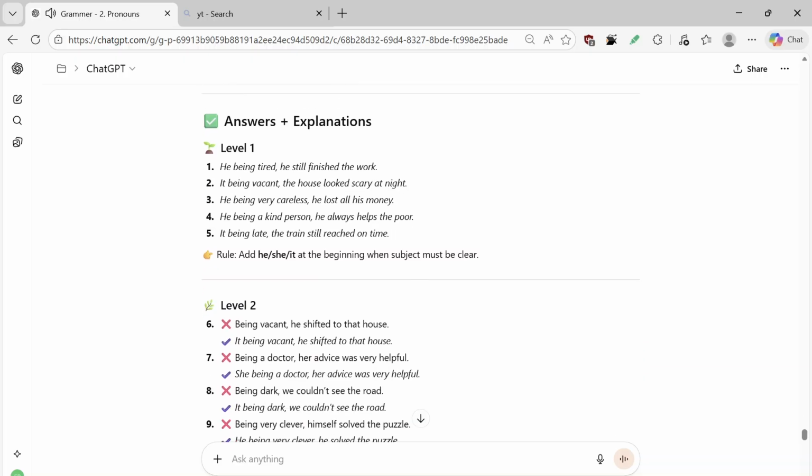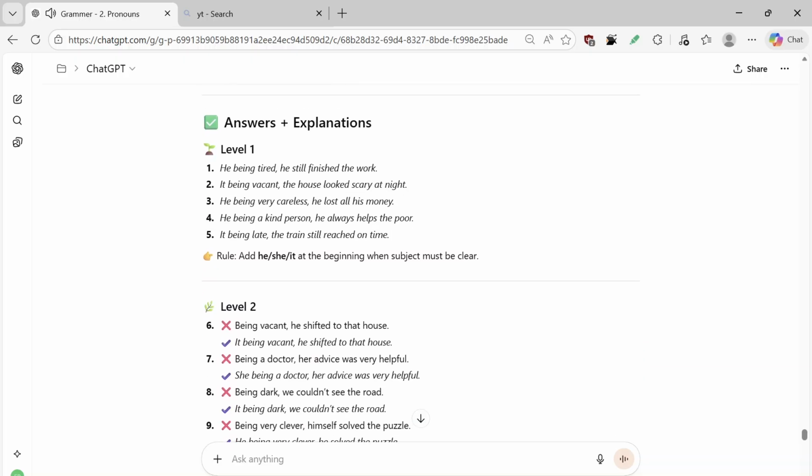Answers, explanations. Level 1. 1. He being tired, he still finished the work. 2. It being vacant, the house looked scary at night. 3. He being very careless, he lost all his money. 4. He being a kind person, he always helps the poor. 5. It being late, the train still reached on time. Rule: add he, she, it at the beginning when the subject must be clear.